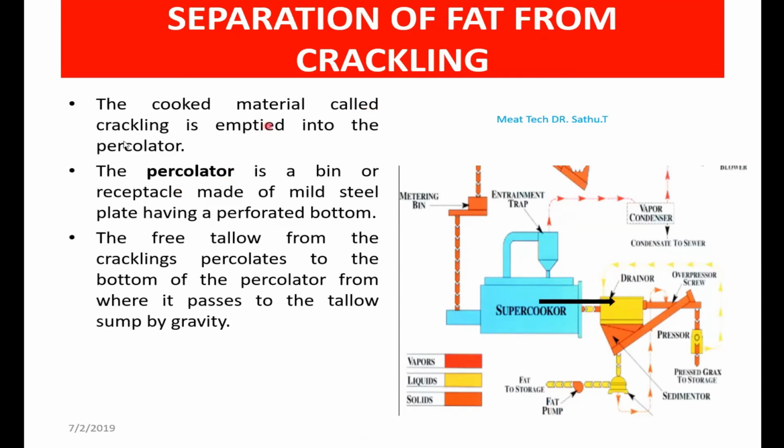The cooked material called cracklings is emptied into the percolator tanks. The percolator is a bin or receptacle made of mild steel plate having a perforated bottom. So it will have a perforated bottom here. The free tallow from the cracklings percolates to the bottom of the percolator tank, from where it passes to the tallow sump by gravity. So it will be falling here.